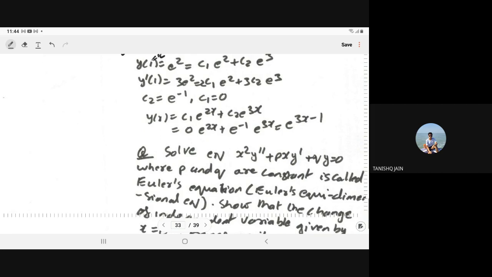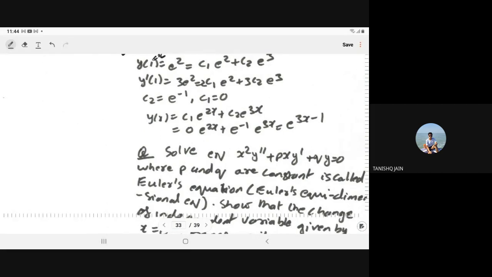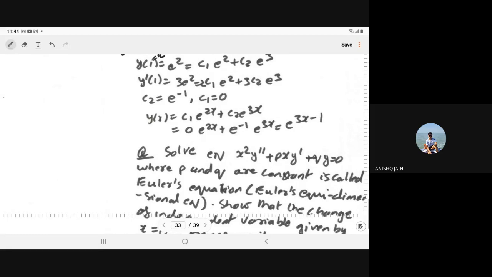Now, it is not always necessary that you have a second order differential equation with constant coefficients. Sometimes you have to reduce it into that form. So that is another question. It is not in the theoretical part, it is in question form, but it is very important.